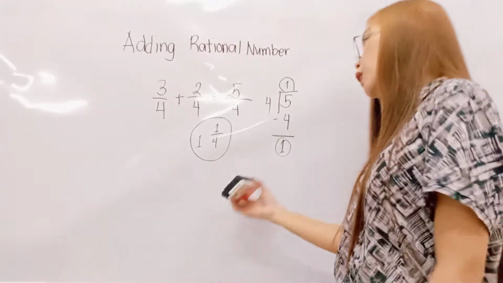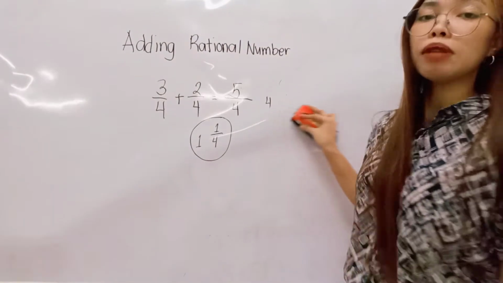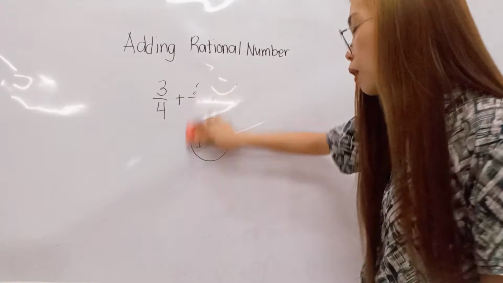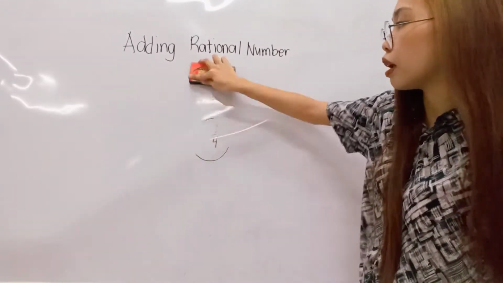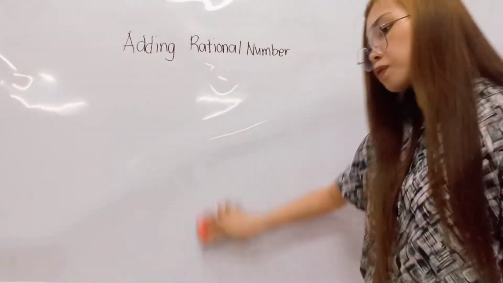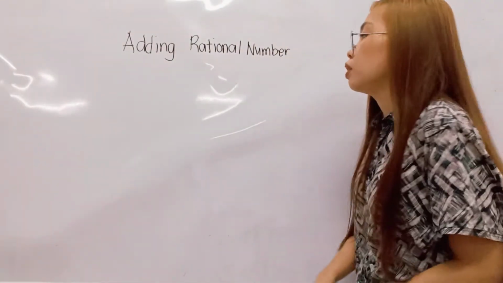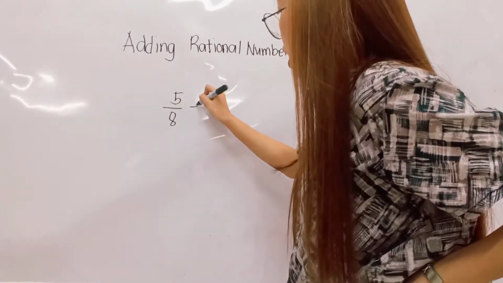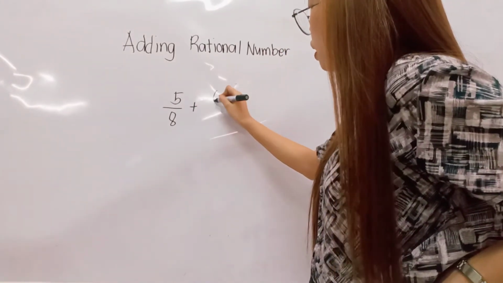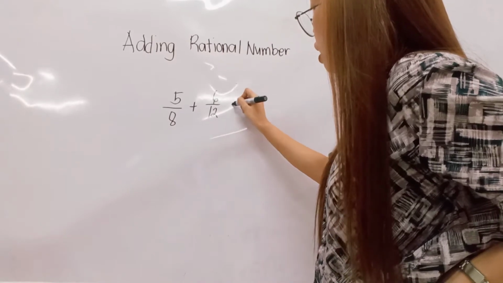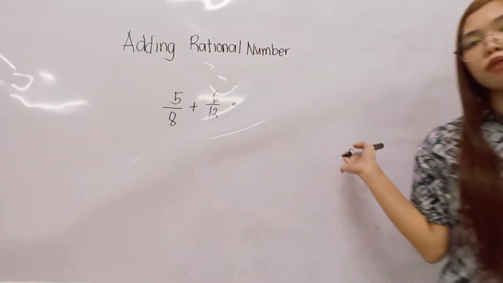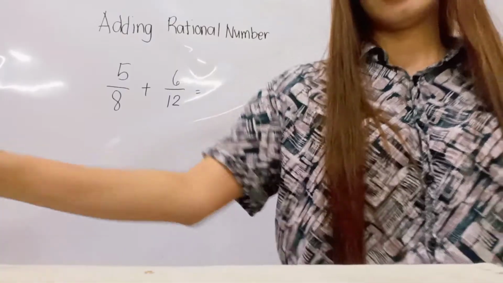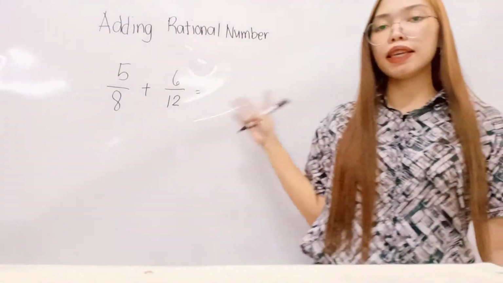So how about if we are going to add dissimilar fractions? When we say dissimilar fractions po, these are fractions having different denominators. Kaya nga po ang tawag sa kanila ay dissimilar because they have different denominators. So let's have, for example, 5/8 plus 6/12. Nakikita ba? Again, for example, 5/8 plus 6/12.